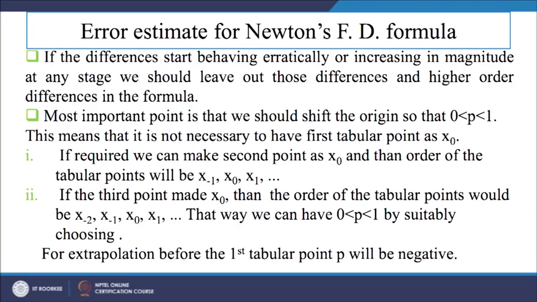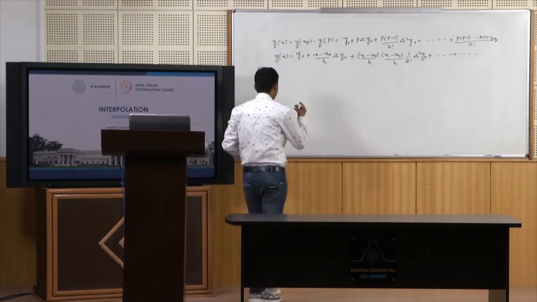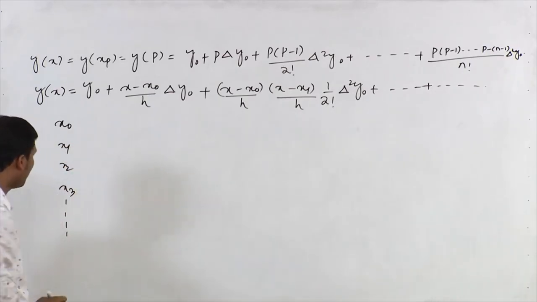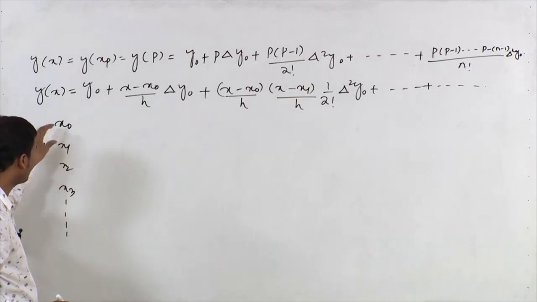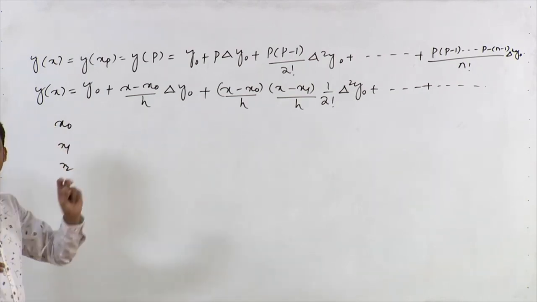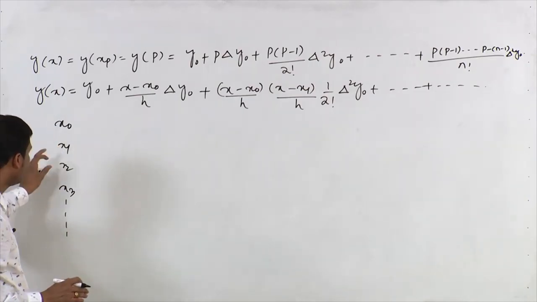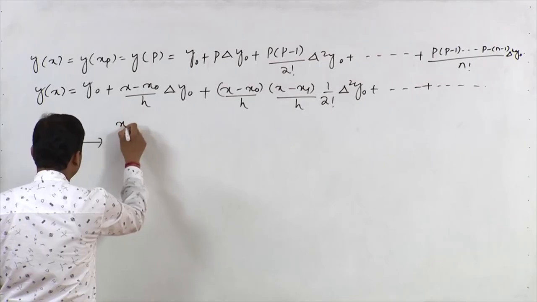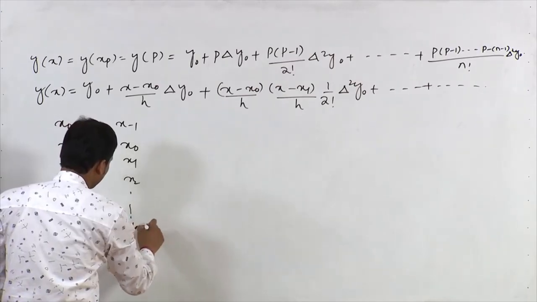And sometimes, if the starting point is not the origin, then we can shift the origin to the immediate next point. If you consider the points, your starting points are x0, x1, x2, x3. If the value is asked to be computed exactly at x0 or within the interval x0 to x1, then you can use Newton's forward difference formula. But if the value lies between x1 and x2, you can switch the x0 position to x1, and then your tabular values will be shifted like x of minus 1, x0, x1, x2 up to xn minus 1.